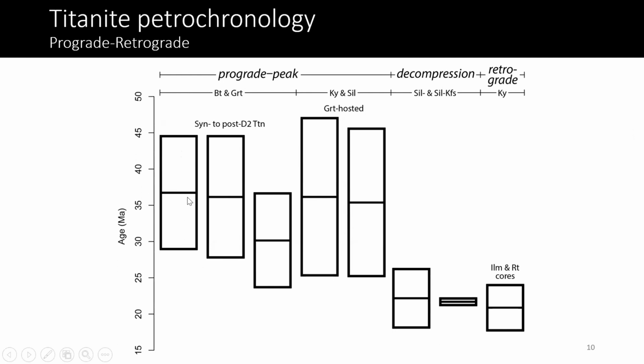So our prograde to peak ages are around 36 million years, and that's in our syn to post D2 titanite pyroblast and in our garnet hosted ones. And then we've got titanite that I didn't show that's from the sillimanite and sillimanite K feldspar zone. That's about 23 to 22 million years. And then we've got that retrograde growth of titanite that's around 21 million years. So the titanite appears to basically nicely bookend the beginning and end of the metamorphic development.